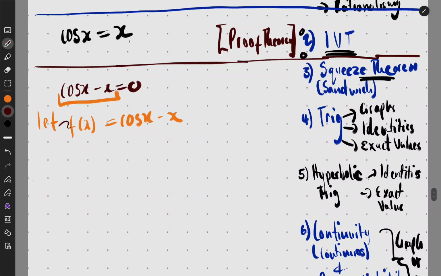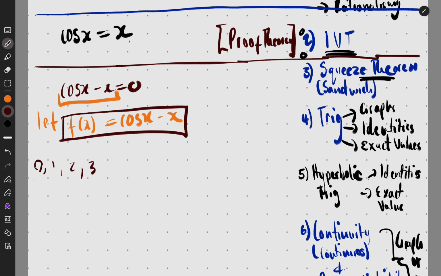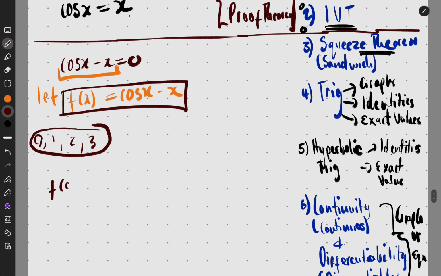Then you are going to start putting values in here. Remember, they just said, prove that there is a solution. They didn't tell you between what and what. So now you are going to look for where the solution is. You're going to test 0, 1, 2, and 3. The solution is going to be between these values, okay? So you're going to find f of 0, and here it will be cos of 0 minus 0. Cos of 0 is 1, minus 0, which is 1. And what is this? A positive.